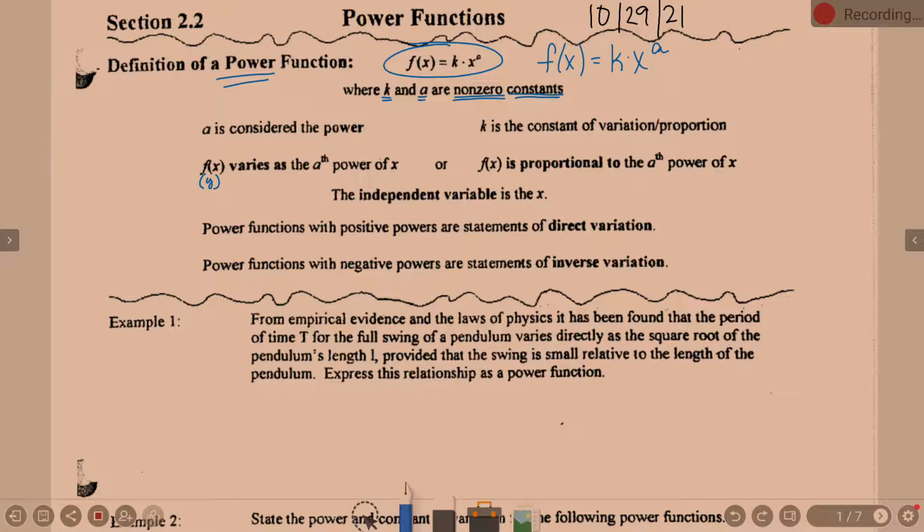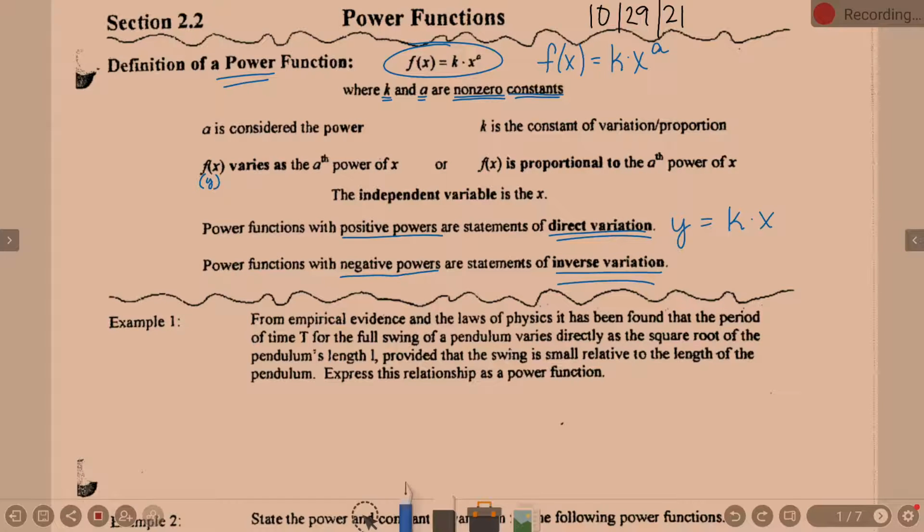And then power functions with positive powers. I just mentioned it, right? Direct variation. So when there is a positive power, that's going to be direct variation. And that's going to fit into the form, if you remember direct variation, remember the form we used? y equals k times x. So direct variation, y equals k times x. And as long as there is a positive power here, so a positive a value, it's going to be direct. As opposed to if the power is negative, it's inverse variation.